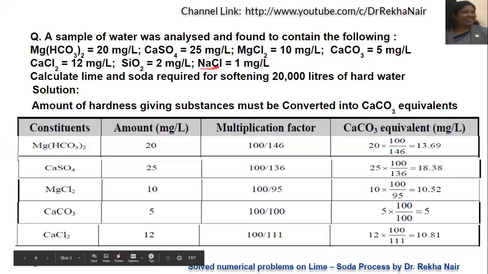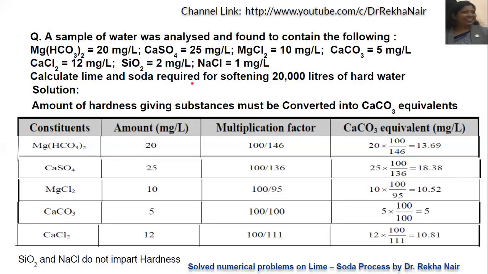Silica and sodium chloride both do not impart hardness. So we do not need to calculate the CaCO3 equivalent because we don't calculate the lime and soda requirement for these two constituents.